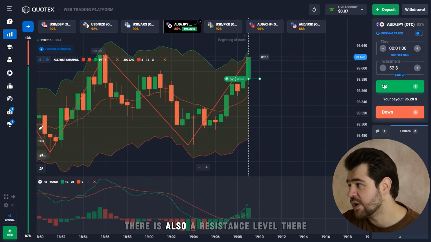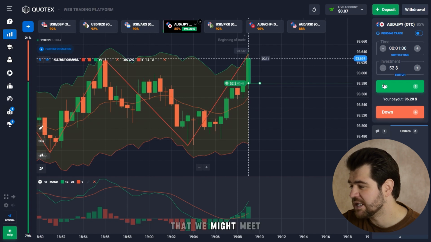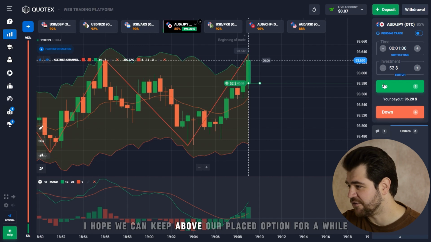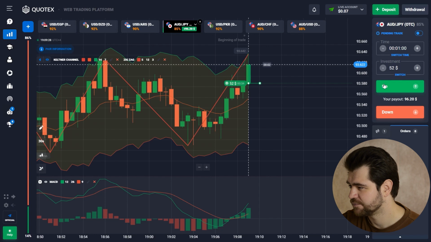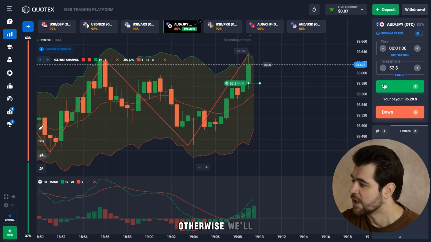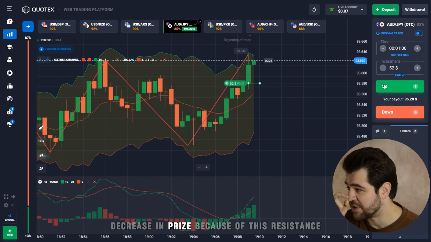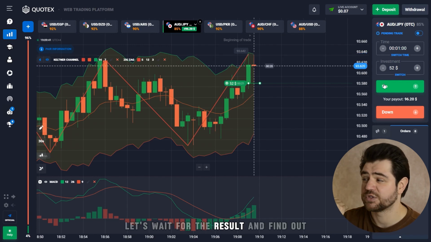There is also a resistance level there that we might meet. I hope we can keep above our placed option for a while. Otherwise we'll suffer a decrease in price because of this resistance. Let's wait for the result and find out.